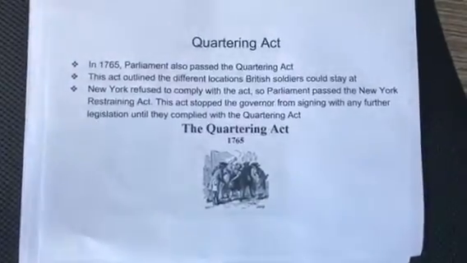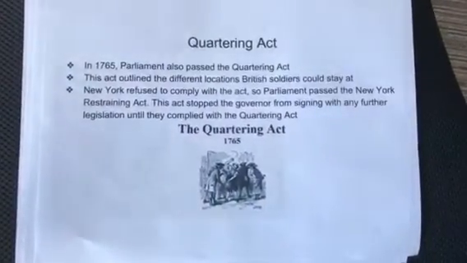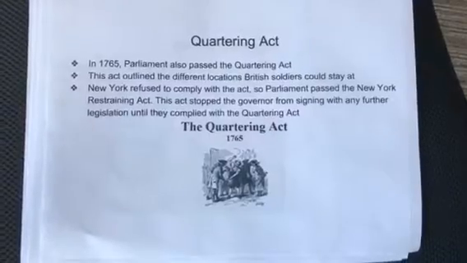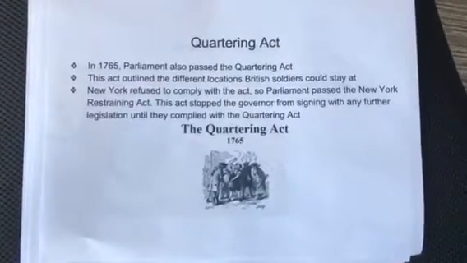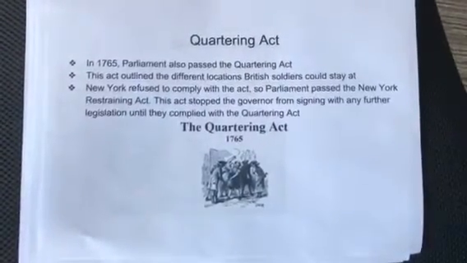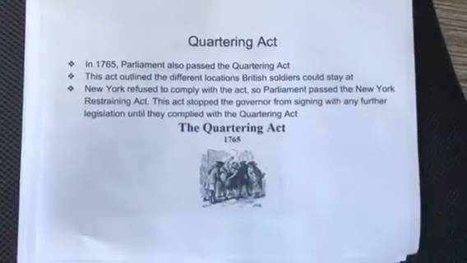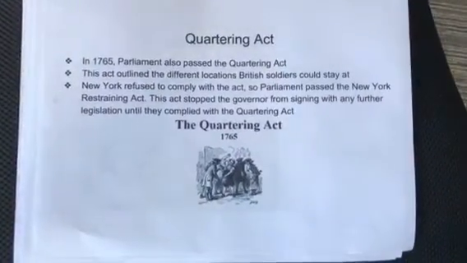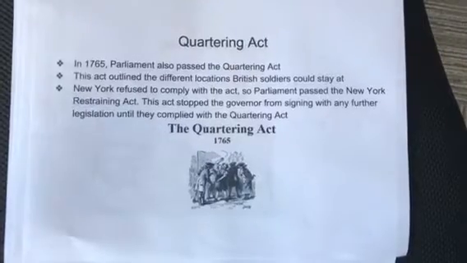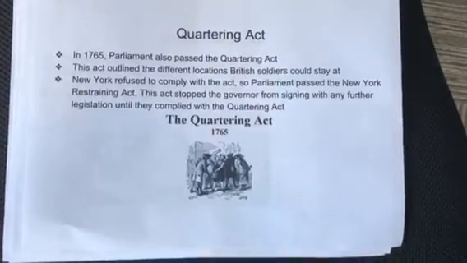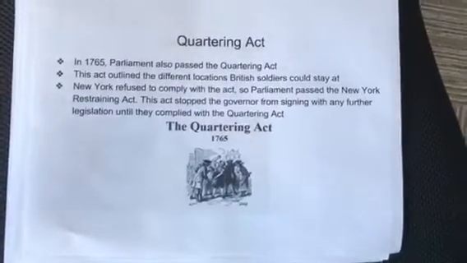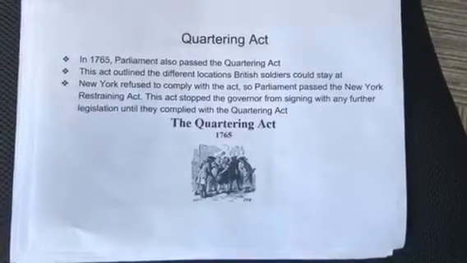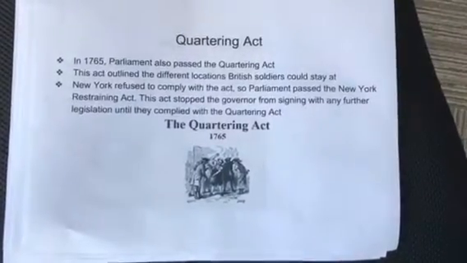The Quartering Act. In 1765, Parliament also passed the Quartering Act. This act outlined the different locations British soldiers could stay at. New York refused to comply with the act, so Parliament passed a New York Restraining Act. This act stopped the governor from signing any further legislation until they complied with the Quartering Act.